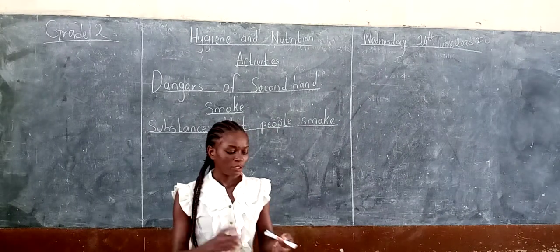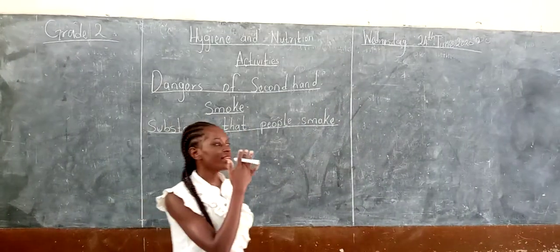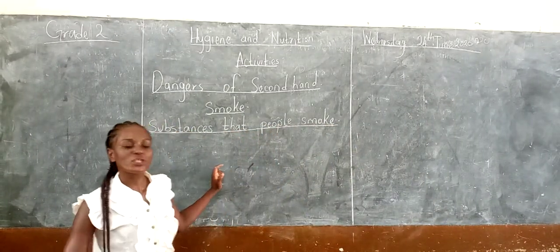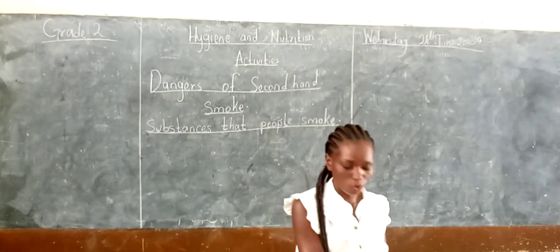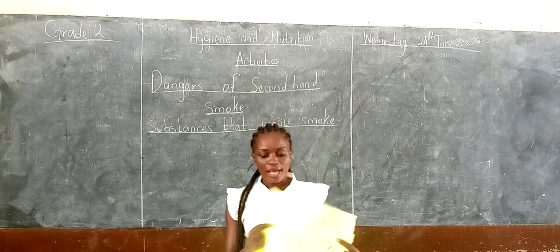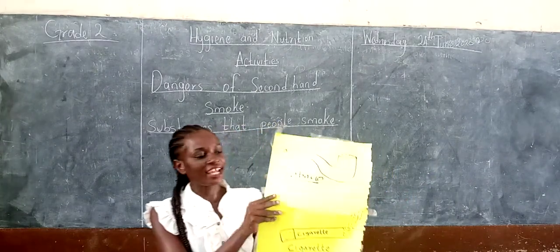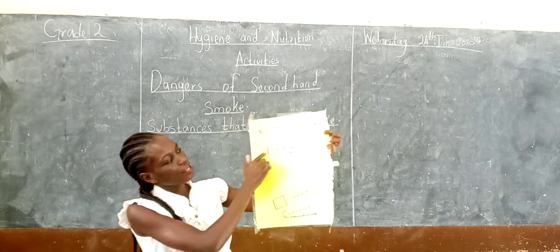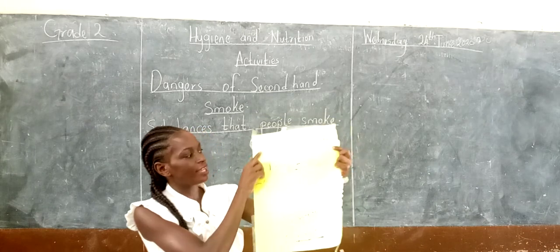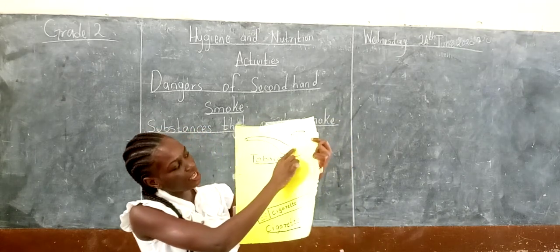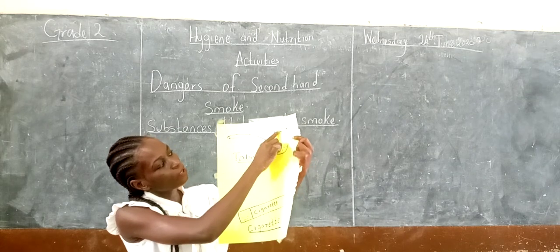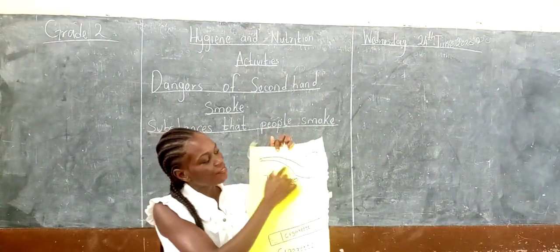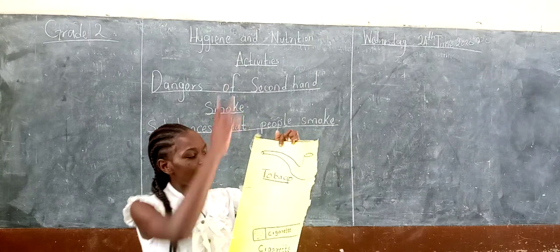And you will find, maybe on the road, when you are walking, somebody is smoking. And apart from the cigarette, people also smoke something that is known as tobacco. So I want to show you how tobacco and cigarette look like. On our chart, the first picture here is the tobacco. Tobacco looks like this. When it is lit up, you will see the smoke coming out. So you put it in your mouth, then you smoke it in and out.